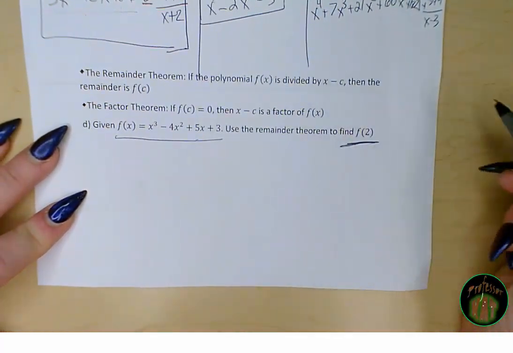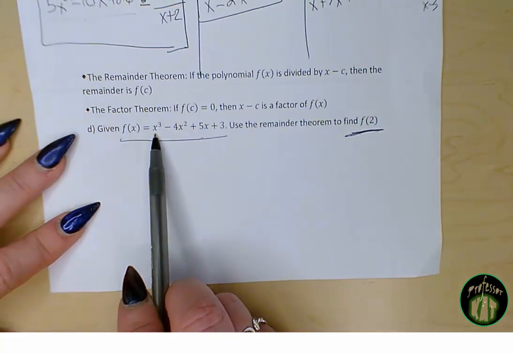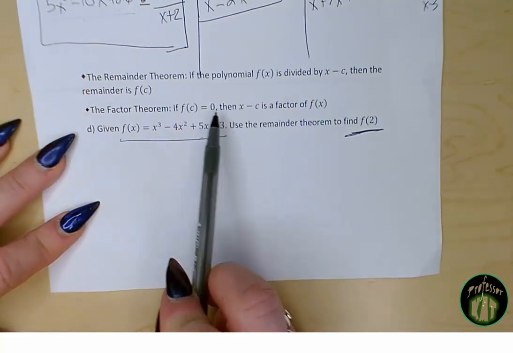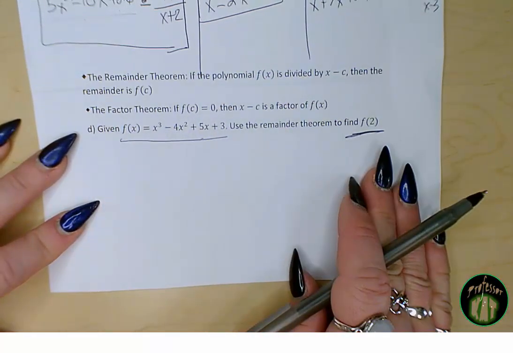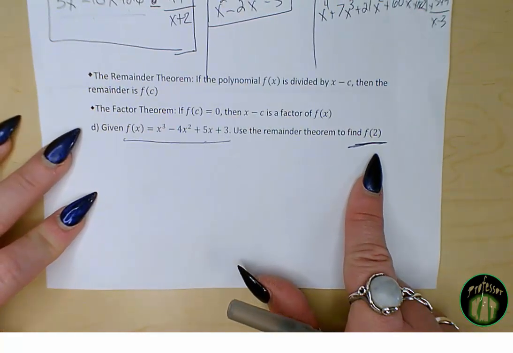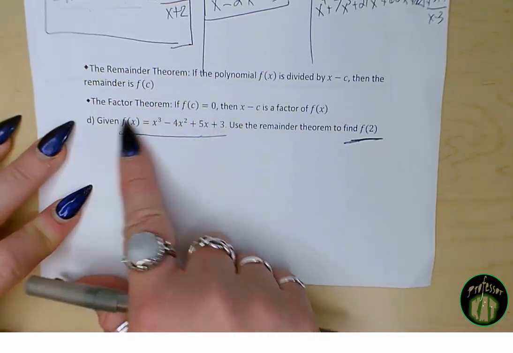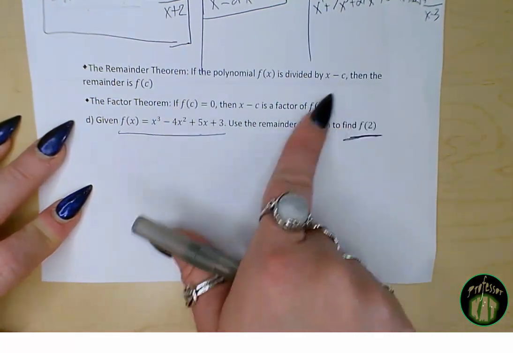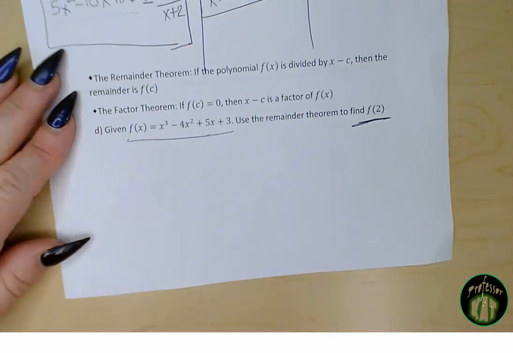Now, when we find f of 2, keep in mind, f of 2 is just asking us to plug 2 into x, simplify, and get a value. We can definitely do that to solve this problem, because that's all it wants us to do here. We could take 2, plug it in for x, simplify, and get our solution. But we can also use synthetic division to do the same thing.